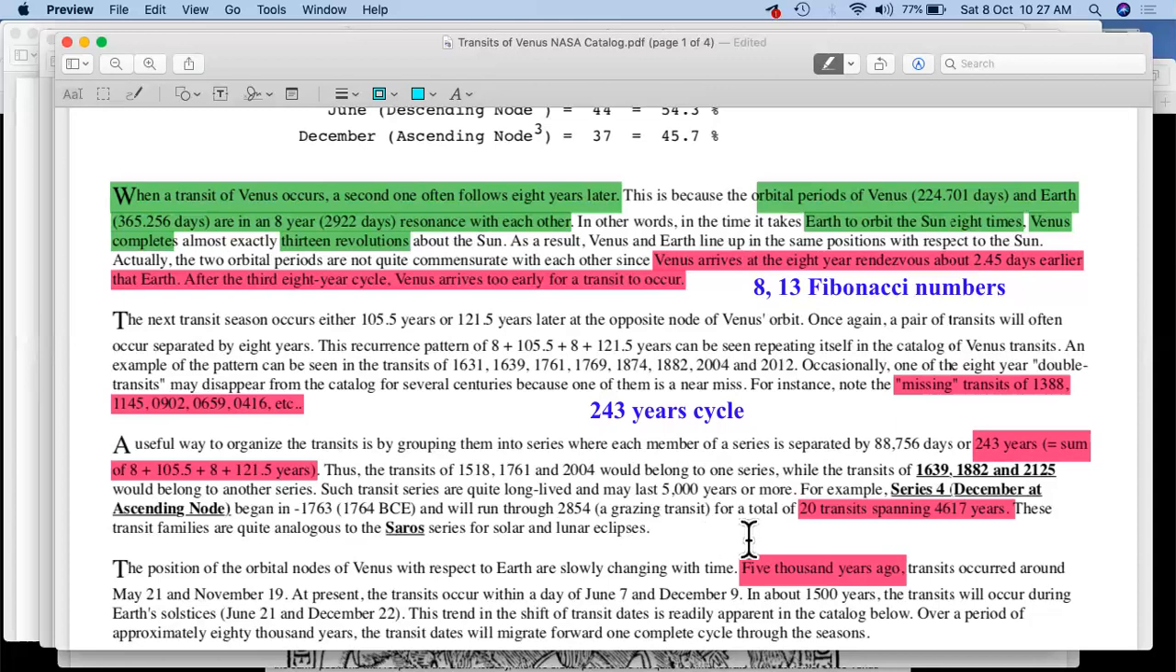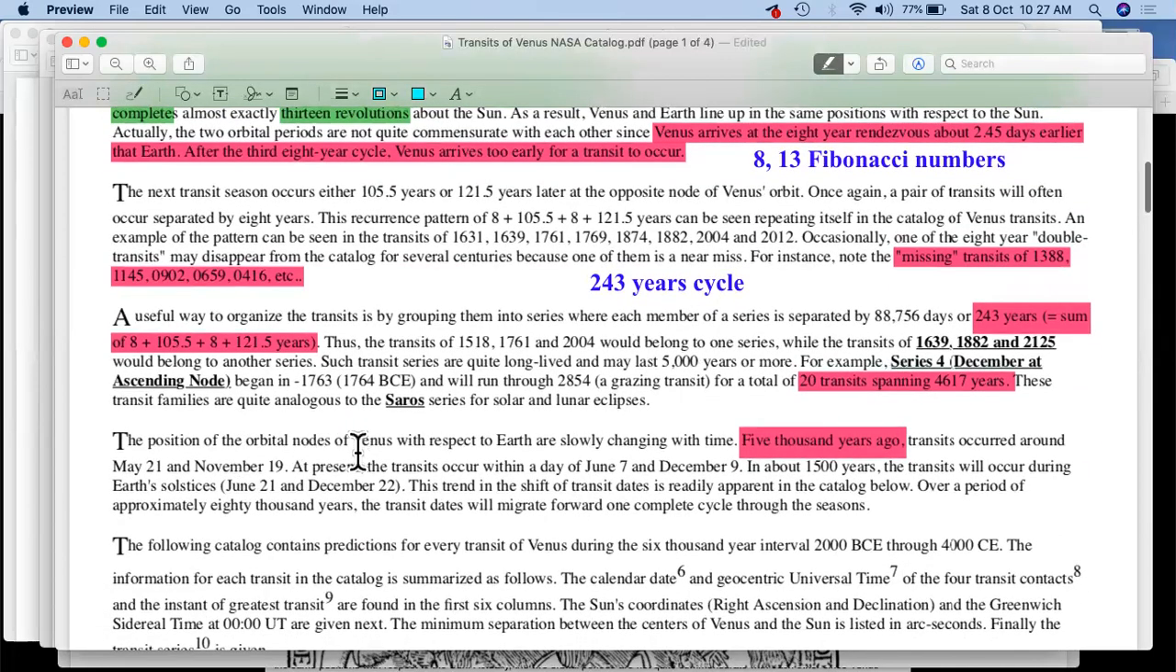Let's talk about that. For example, Series 4, December at ascending node began in 1763 and will run through 2854 or grazing transit for a total of 20 transits spanning 4617 years. So during this span of 4617 years, there are going to be 20 transits. These transit families are quite analogous to the Saros series for solar and lunar eclipses, right? The position of the orbital nodes of Venus with respect to Earth are slowly changing with time, right? Now, this is the most important part, that we need to see how nature changes altogether. And probably we also need to adapt to these changes, right?